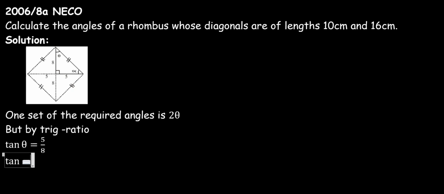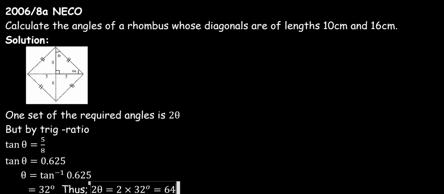And theta is equal to tan inverse of 0.625, and that is equal to 32 degrees. 2 theta will be equal to 2 times 32 degrees, which is equal to 64. That's one of the required angles.